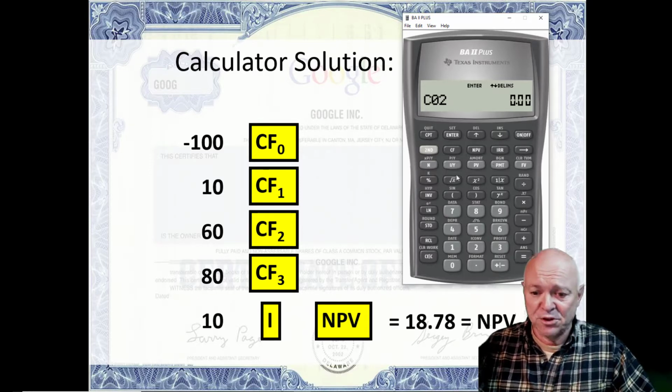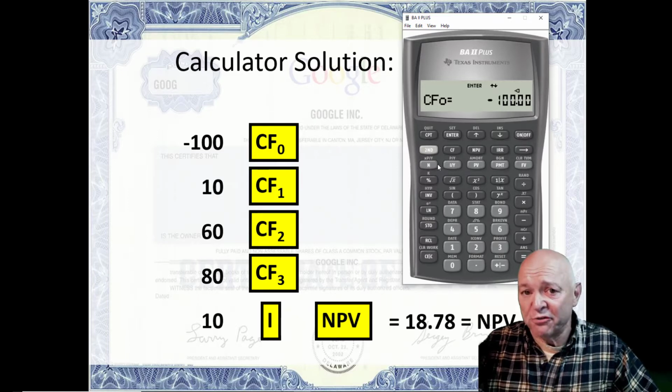But for cash flow number 2, I enter 60 and enter. Down arrow, frequency of the second cash flow is 1 time only, so I'll leave that alone. Cash flow number 3 is 80. Enter. And that's pretty much it. So if I've got more numbers, I can enter more numbers until I've used up all of the registers.